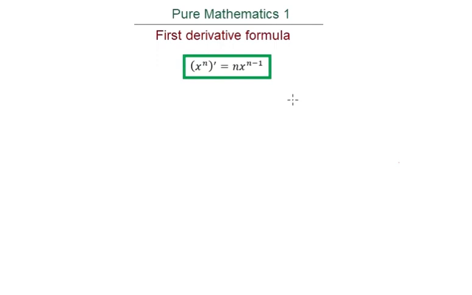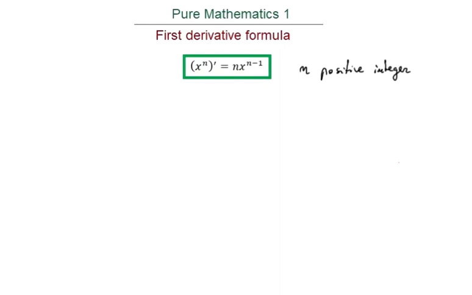In this lesson we'll learn our first derivative formula, and here it is highlighted. It tells us that the derivative of x to the power of n is n times x to the power of n minus 1, where n is a positive integer. Now, in order to be able to use this formula, we're first going to have to prove it. And after we prove it, we'll see some examples of its use.